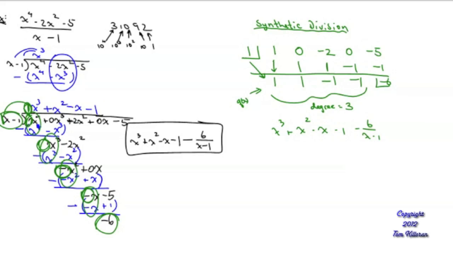Tuesday, today's Thursday. But synthetic division is cool. It's fast, and it has a lot of neat little properties. Last class we talked about long division and synthetic division really quickly. We're going to do more synthetic division today.